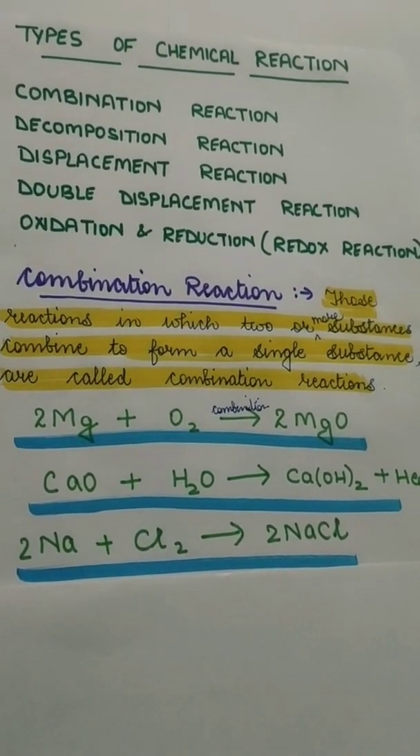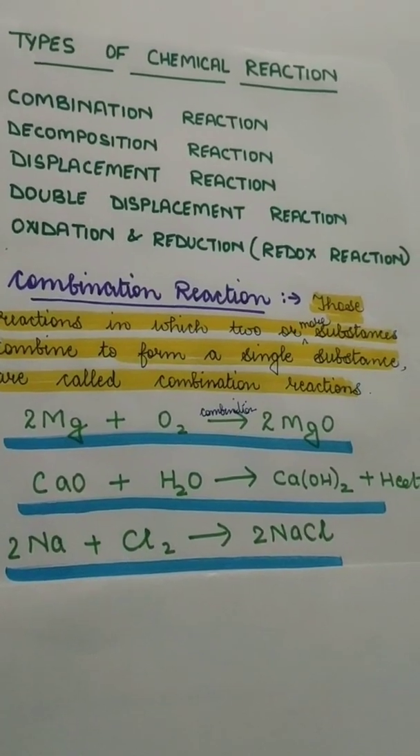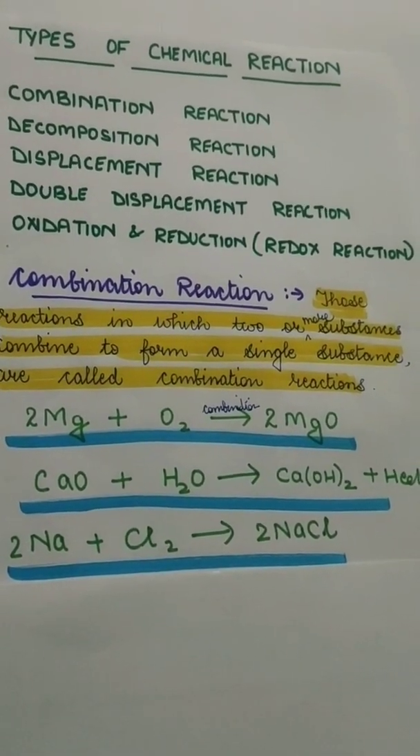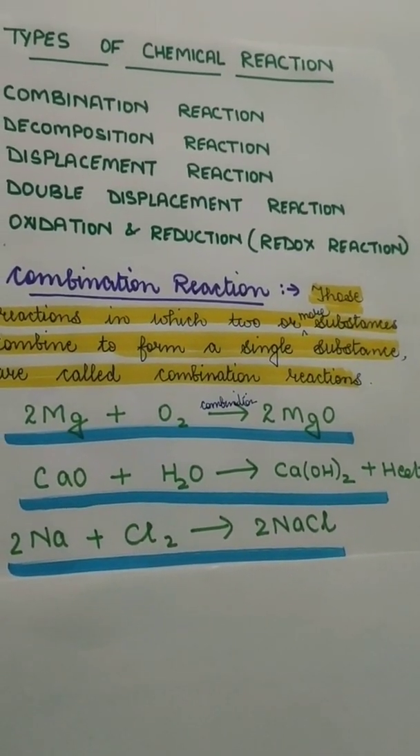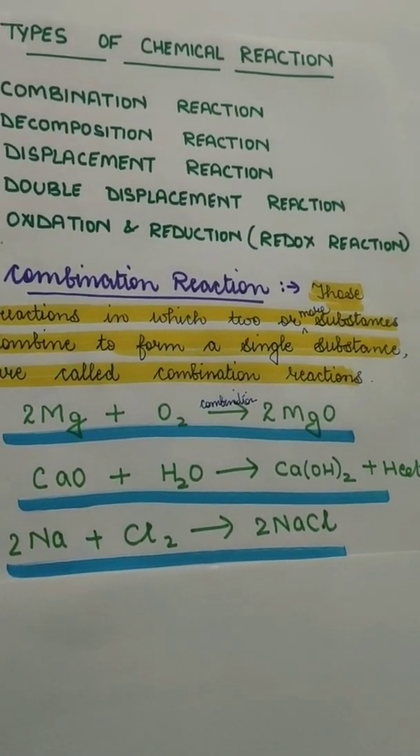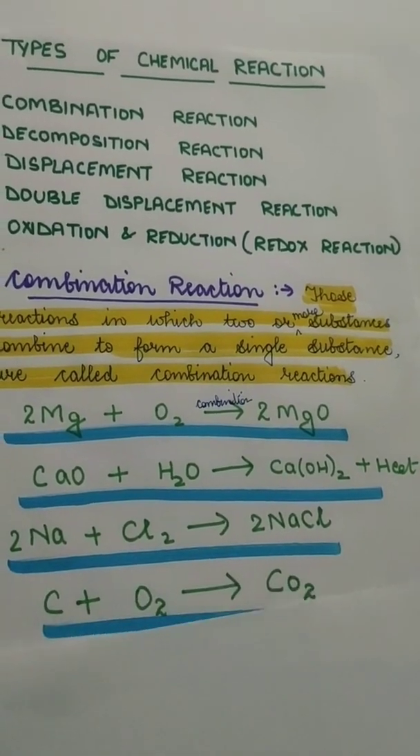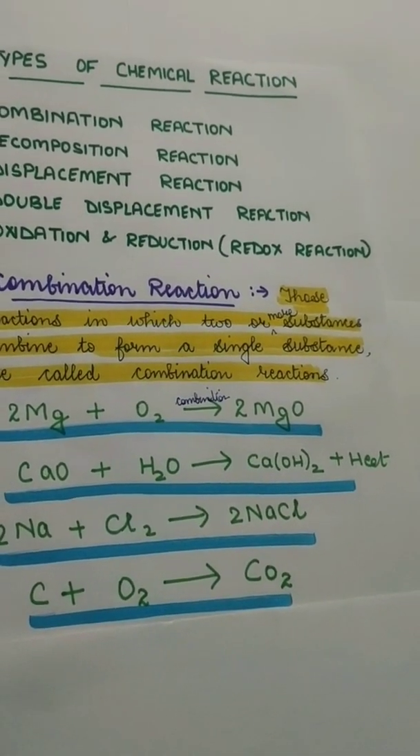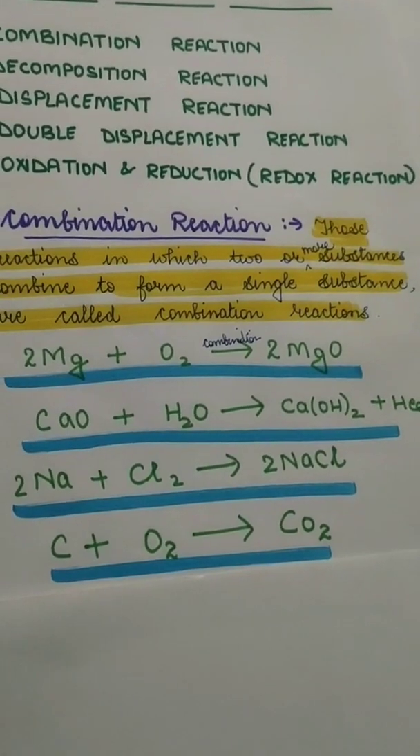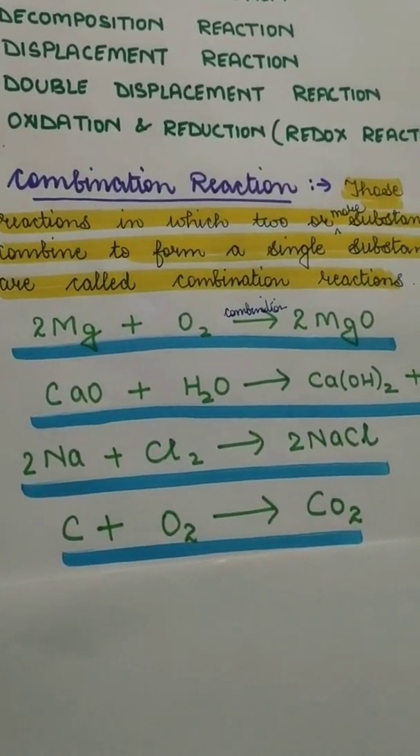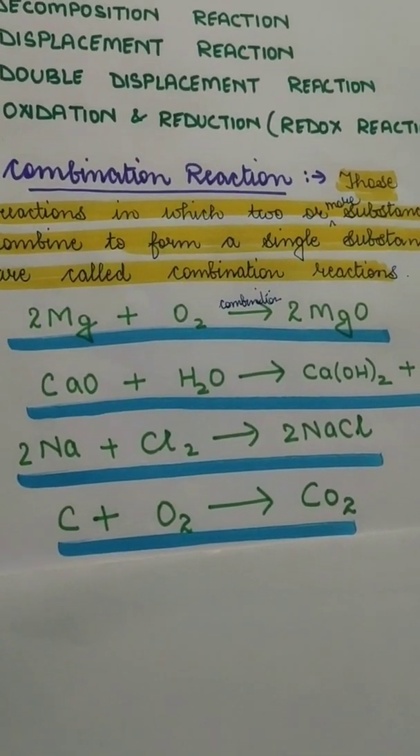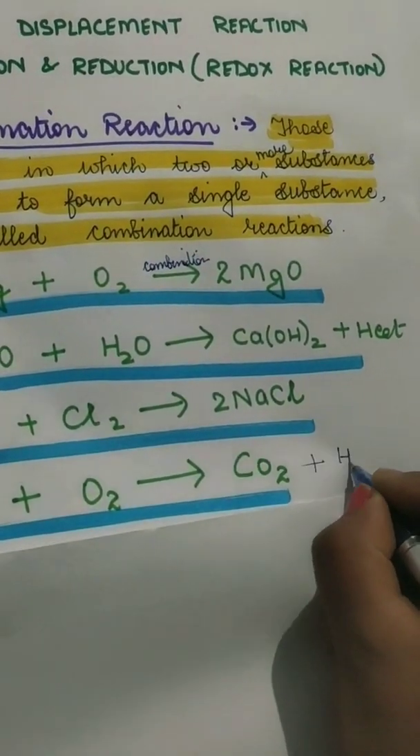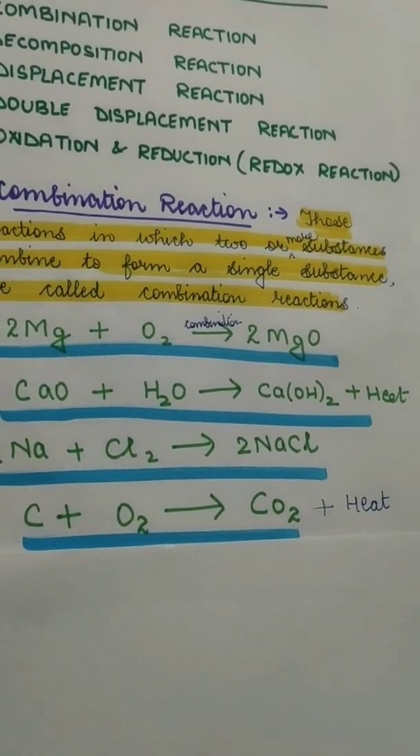The other example is sodium reacts with chlorine. Salt is formed, that is NaCl. Again, it is an exothermic reaction, as heat is released in this reaction. The other one is carbon reacts with oxygen. It forms CO2. We can also take this example of combustion. Whenever we burn any fuel, fuel is a form of carbon. So fuel is burned in the presence of oxygen, and CO2 is produced, plus a lot of heat is also produced. So combination reactions are basically exothermic reactions.